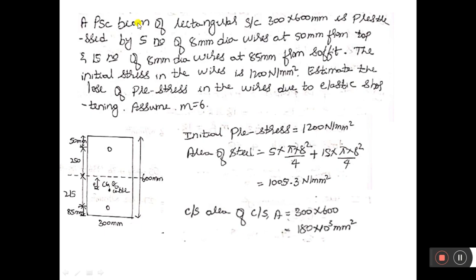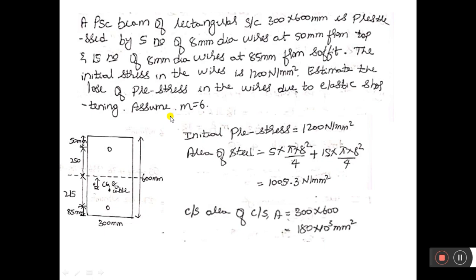So here a beam of rectangular section 300 by 600 is provided with two cables. One cable is provided at top and the other cable is provided at bottom. The top cable consists of 5 wires of diameter 8 and the bottom cable consists of 15 wires of diameter 8. For these cables we need to estimate the losses of prestress due to elastic shortening.